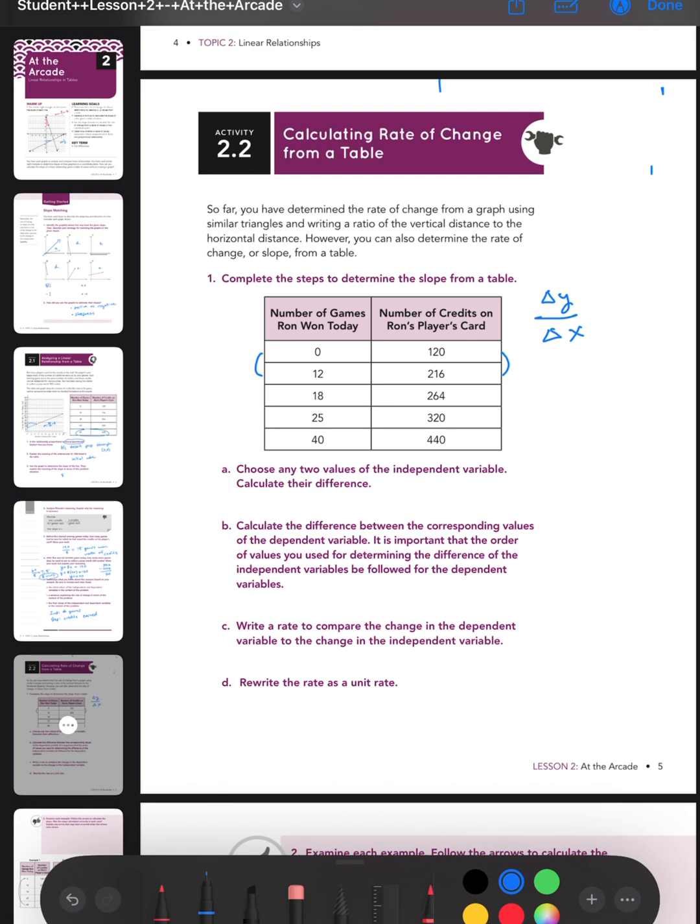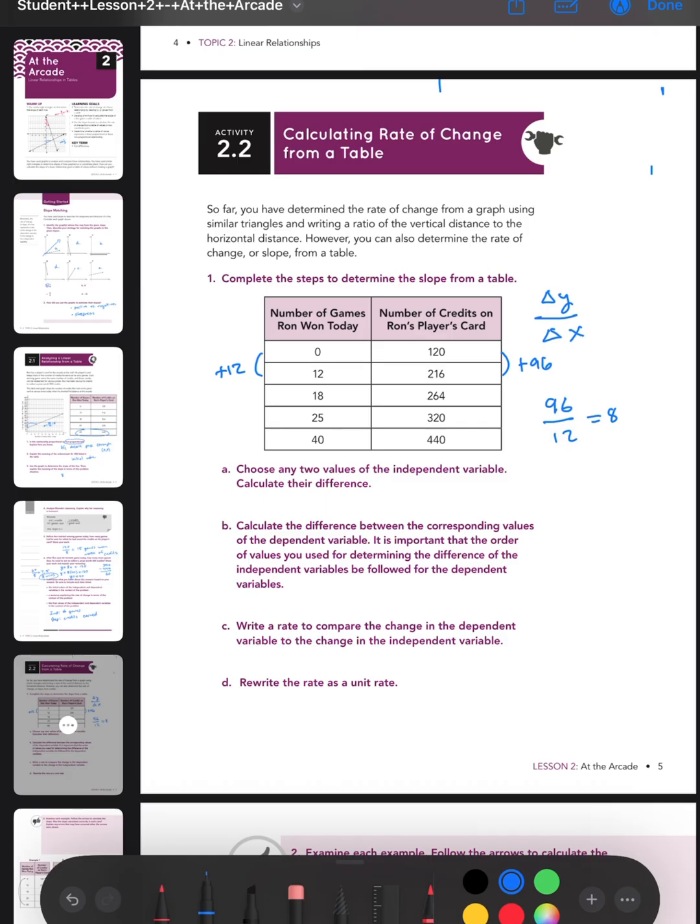So what is our up-down movement, our change in y, divided by what is our left-right movement, our change in x. So from 120 to 216, we're going up 96, and from 0 to 12, we're going up 12. So our change in y, 96, divided by our change in x, 12, gives us 8. Same thing we got previously, 8 credits per game that he's won. So we get the same slope calculating it from the table, and you don't have to count between each 2 points.